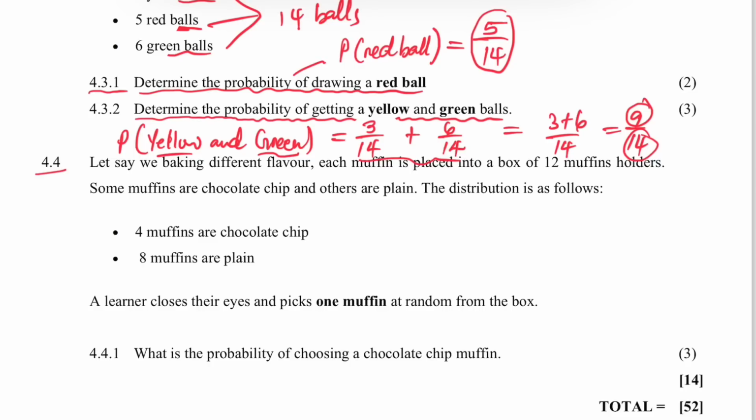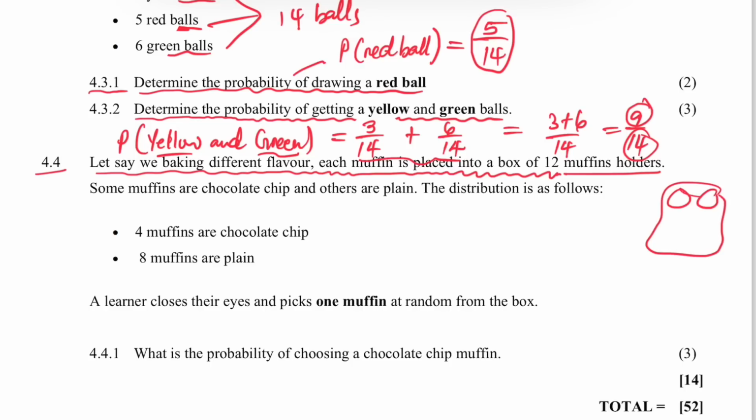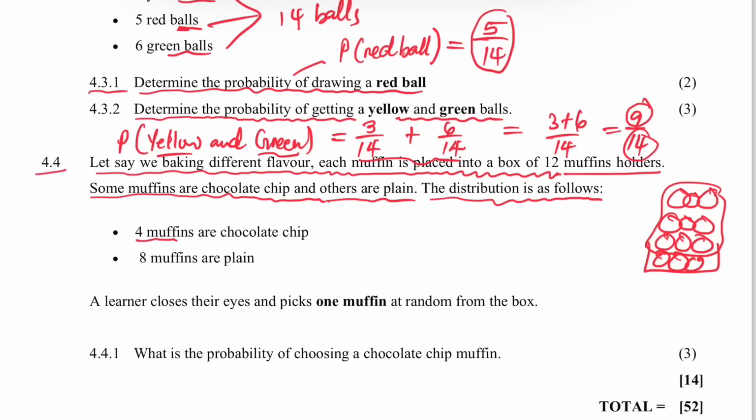Now it says in 4.4, let's say we're baking different flavors of muffin. Place into a 12 muffin holder. Do you know the 12 muffin holder? Yeah, the 12 muffin holder is like that, right? Now it says some muffins are chocolates and the other are plain. Now it says distribution as follows. So in those 12 muffins, there's 4 muffins that are chocolate chips. Let's say there's 4. 3, 6, 9, 12. Okay, let's say there's 4.